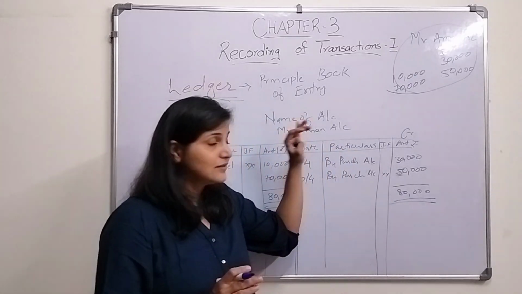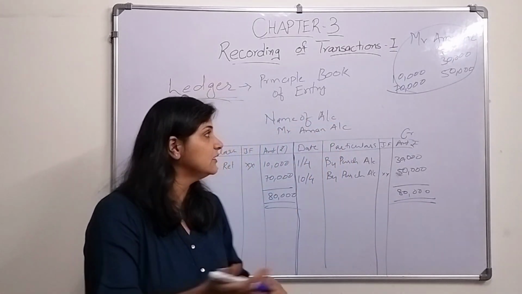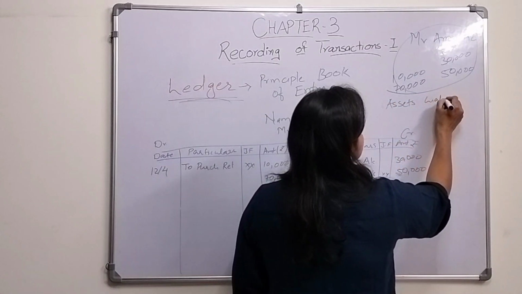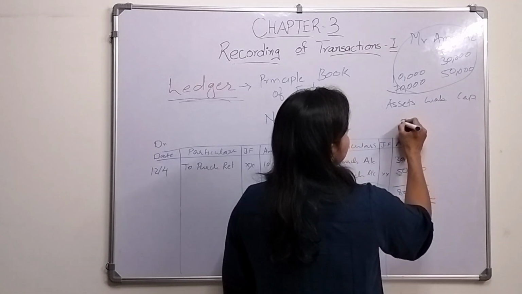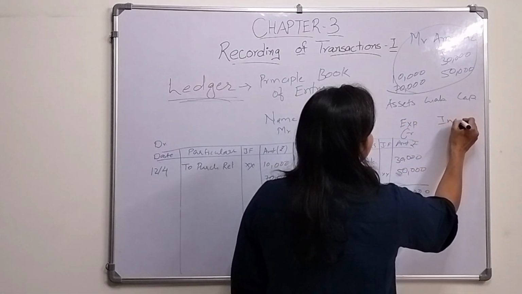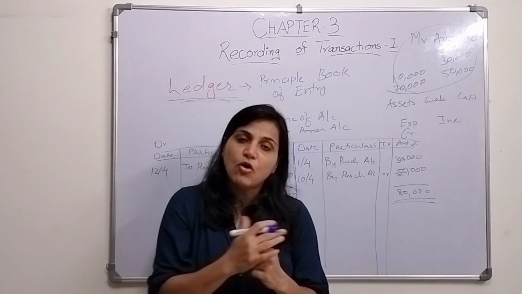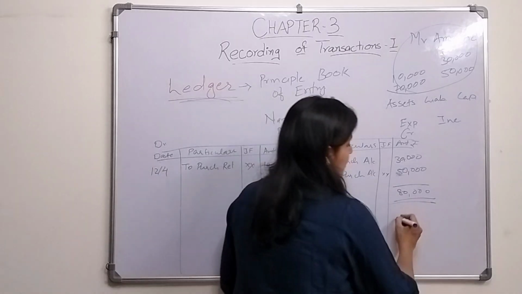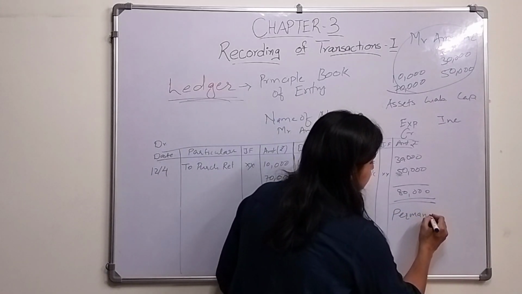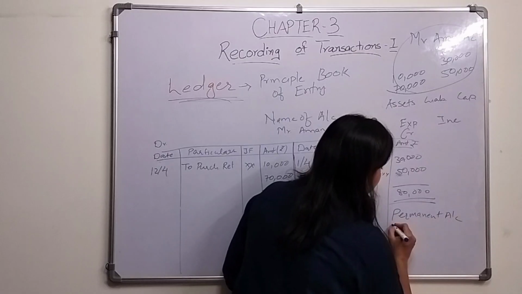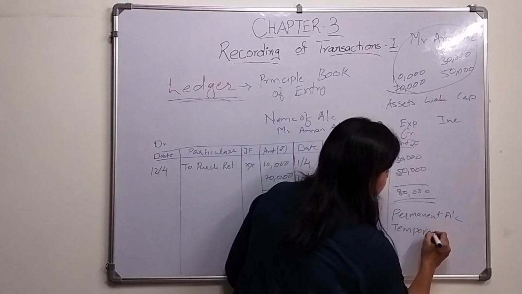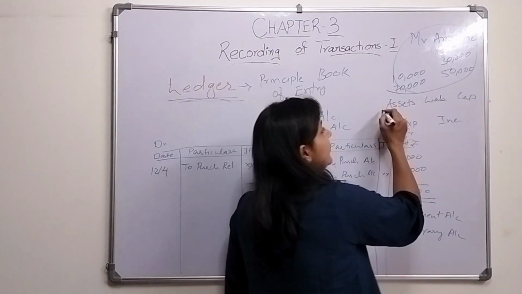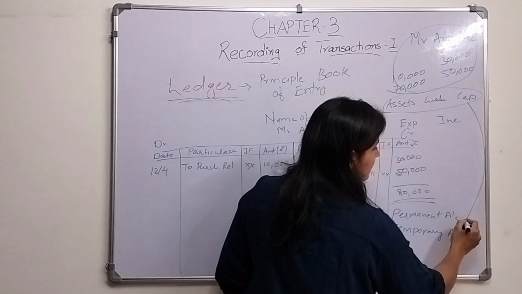Okay, right? Now, these ledgers, there are 5 categories: assets, liabilities, capital, expenses, and income. Related to these only, we will prepare all the accounts. Okay, now these accounts have been divided into two parts: permanent account and temporary account. Assets, liabilities, and capital have been categorized as permanent accounts.